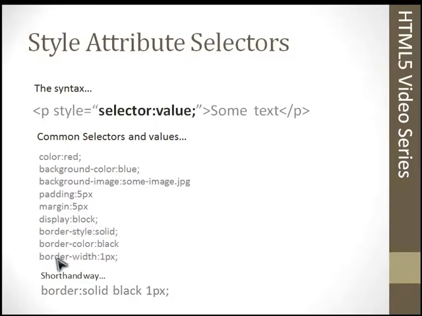And here we have some border selectors: border style, color, and width. Now there's a shorthand way to do this. We don't need to have 3 selectors here. We can actually have one called border, and then just add the values of each of the style, the color, and the width.